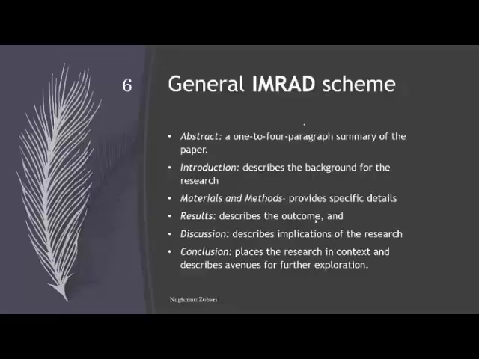So in the general IMRAD scheme, there is an abstract, which is a 1 to 4 paragraph summary of the paper. Then there is an introduction which describes the background for the research. Then there are materials and methods which provide specific details, then the results. This section describes the outcome, and then there will be a discussion which describes the implications of the research, and finally there is a conclusion. It places the research in context and describes avenues for further exploration.